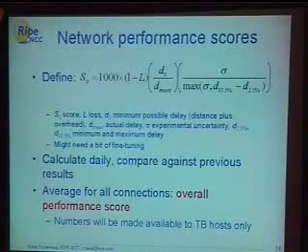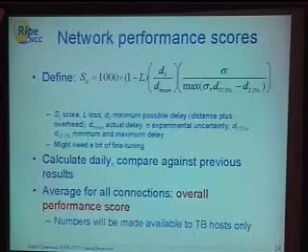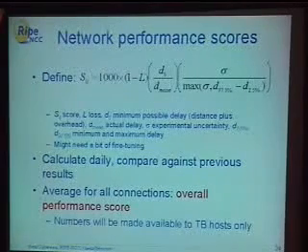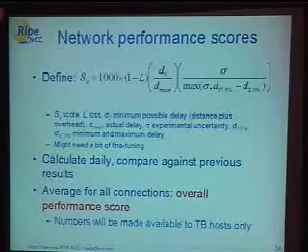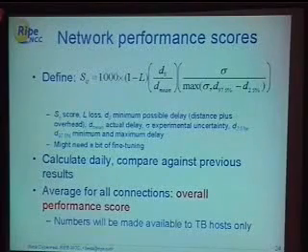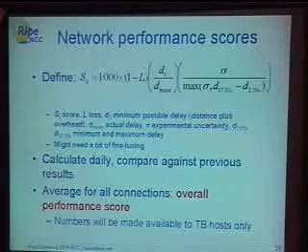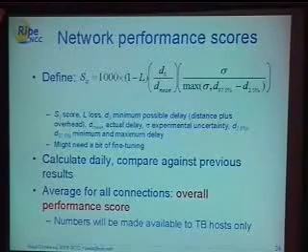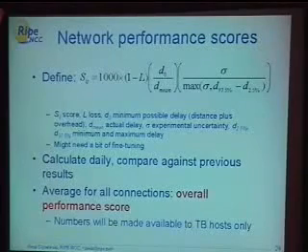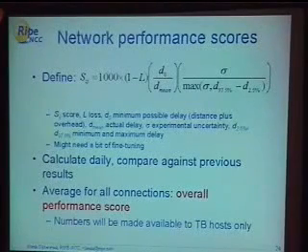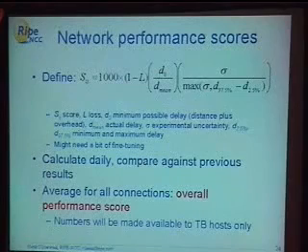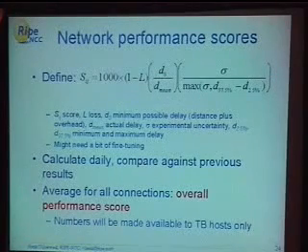This is something where we're going to calculate daily and compare against previous results, and then provide you with a list for the individual connections, and then do the average for all the connections you have. So you have the score, and you don't have to be afraid that this will end up in the newspaper. Sort of XYZ Internet got a score of 2, and its competitor got a score of 10. Now these are numbers that will be made available to the hosting sites only.